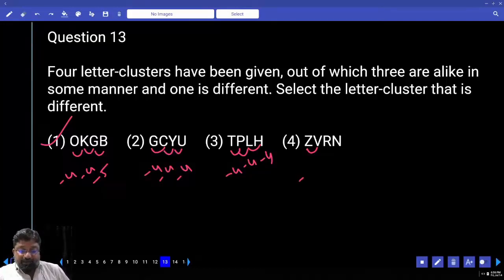26, 22, minus 4. 22, 18, minus 4. 18, 14, minus. Why did I say that? Because there is one vowel here.